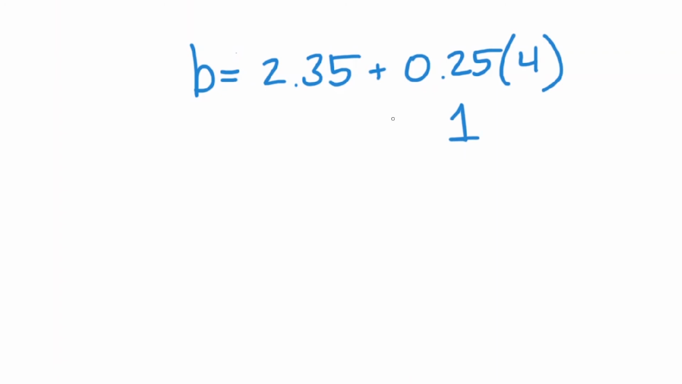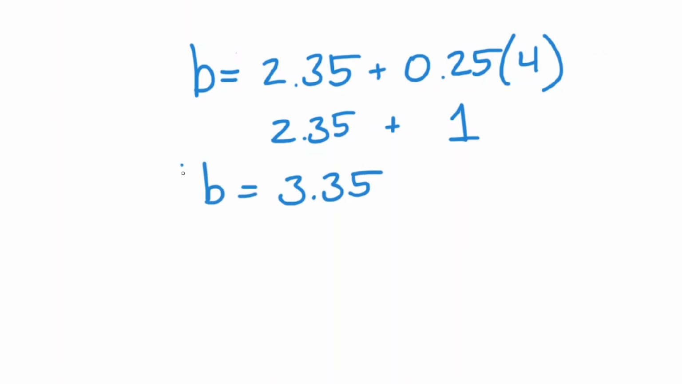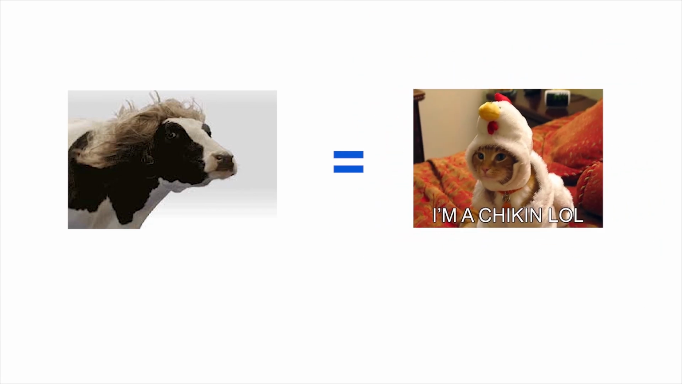First, 4 times 0.25 equals 1, giving us B equaling 2.35 plus 1. From there, let's combine 2.35 and 1, and that's going to leave us with B equaling 3.35. So the price of beef, when it was equal to the price of chicken, was 3.35.